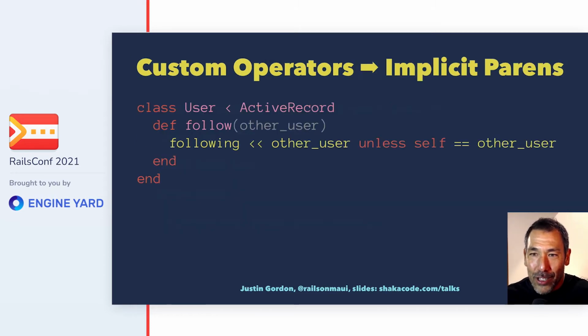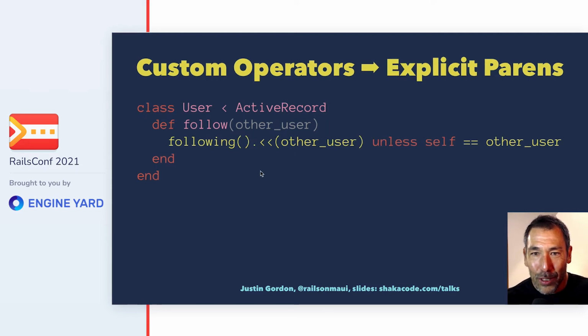Okay, custom operators. Let's take a look at custom operators. Here's another one where you'll see some pretty magical code, where we've got this following and this operator, the less-than-less-than, with this other_user. What this does is take the relationship of following and add the other user. This is what it looks like if it's explicit.